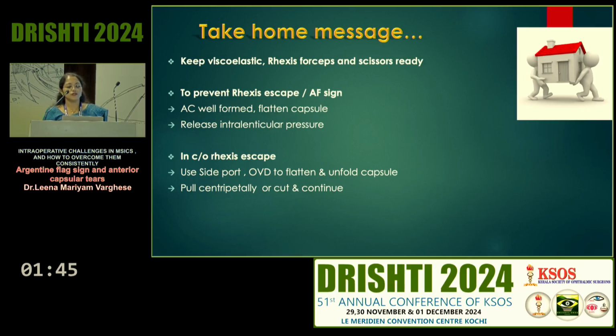You can keep Viscoat with you, or a rhexis forceps and scissors ready, because any time your rhexis can extend to the periphery. So to prevent this, make sure the anterior chamber is well formed. You flatten the capsule, release intralenticular pressure in intumescent cataract, and once the rhexis has escaped to the periphery, it's better to use a side port, because with the main port the anterior chamber becomes shallow and the visco escapes.